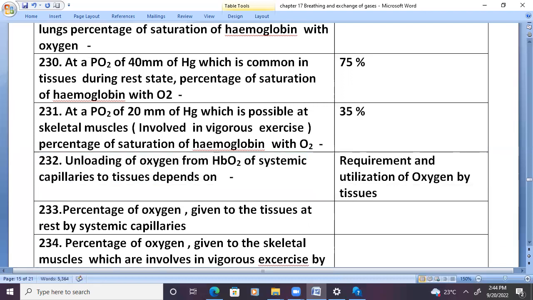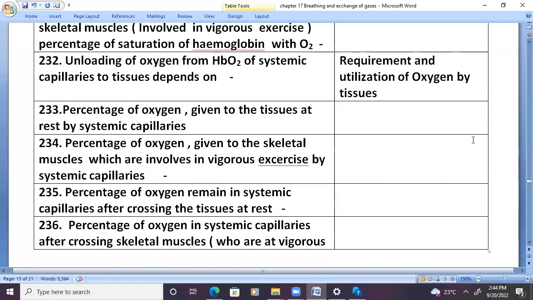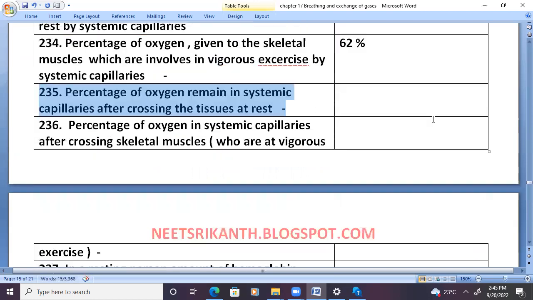If they utilize more, they get more. If they utilize less, they get less. Percentage of oxygen given to the tissues at rest by systemic capillaries: at rest, they get only less. That means 22% they get. And percentage of oxygen given to the skeletal muscles at vigorous exercise: that means they used more, that's why they get more. That is about 62%.